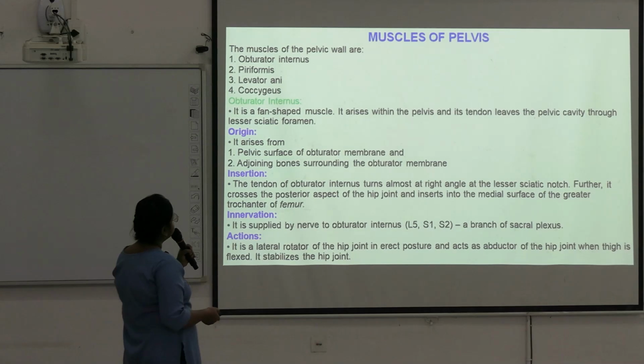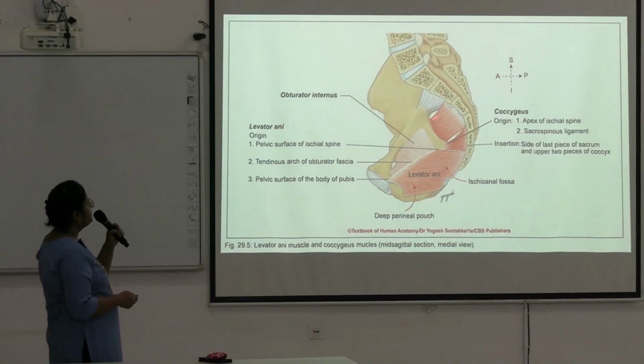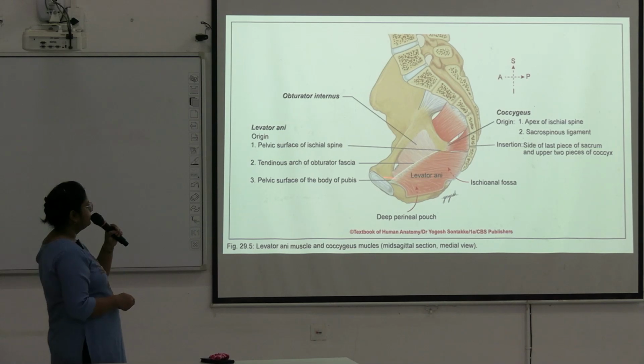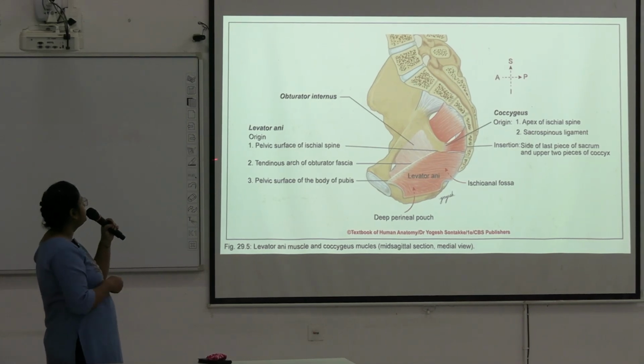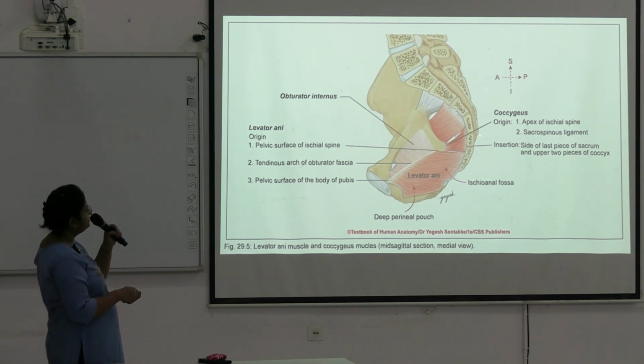Next, see here, this one is the obturator internus, arising from the pelvic surface of the ischial spine, tendinous arch of obturator fascia, and pelvic surface of the body of the pubis. And here you can see also coccygeus. This is coccygeus muscle, and this is piriformis, and here is the levator ani.